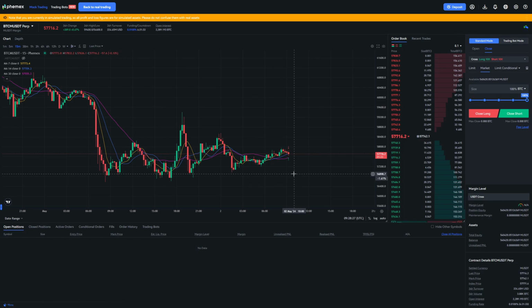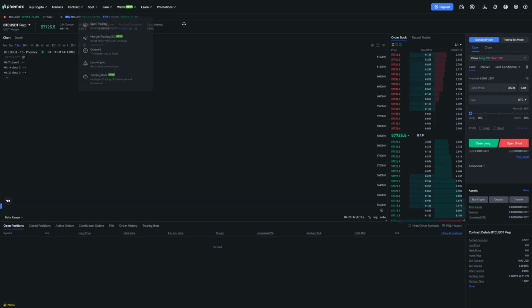If you're done with demo trading on Phemex, you can go back to live trading. And to do so, we can go to the top section right here, back to real trading. And this will now take us to the live trading dashboard.